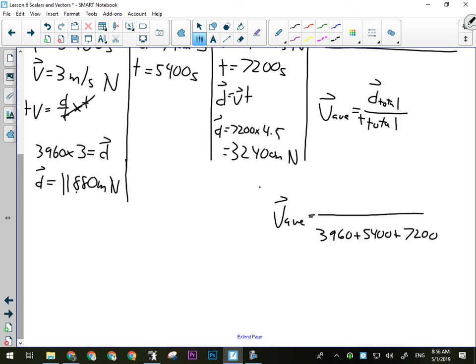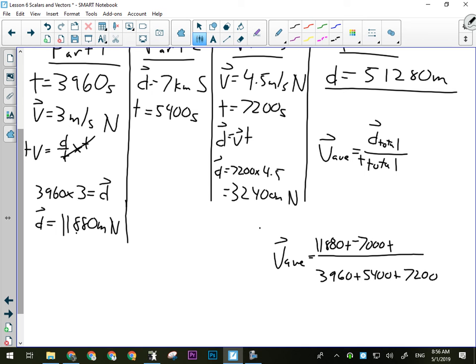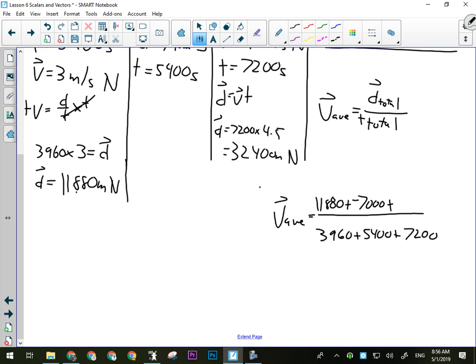Okay, so I'm going to look at this. I'm going to say 11,880 meters. Okay, and then I'm going to add to that a south number. So I'm going to make it negative, or I could subtract it, whichever makes more sense in your head. Okay, and that south distance was 7 kilometers, so that's 7,000 meters. And then this last one here was north, right? So that's 32,400. So I'm going to add that one on there.